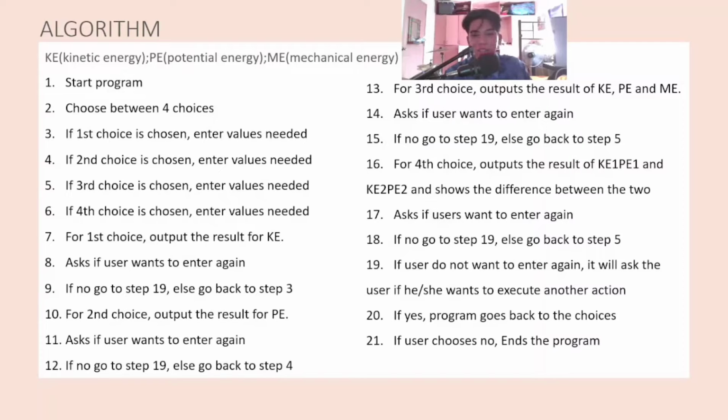And step 19 is where, if users do not want to enter again, it will ask the user if she or he wants to execute another action. If yes, program goes back to the choice where the user will get the chance again to choose another option. And if user chooses no, it will end the program. And that's my algorithm.